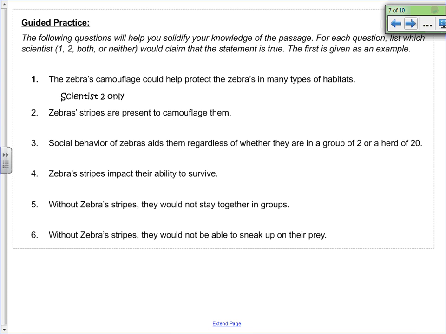So the first one is: the zebras' camouflage helps protect the zebras in many types of habitats. All right, that would be scientist two, because scientist one says it's got to be a brushy habitat, like a brush line. All right, so do 2, 3, 4, 5, and 6 with your teams. If you're watching this video at home, you should pause right now, answer questions 2, 3, 4, 5, and 6, and press play when you're ready to go through the answers.